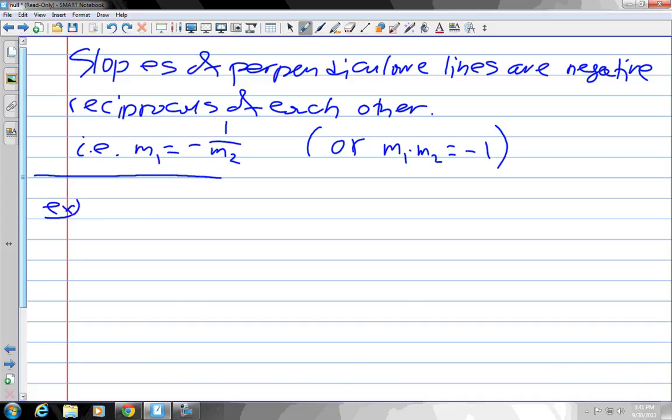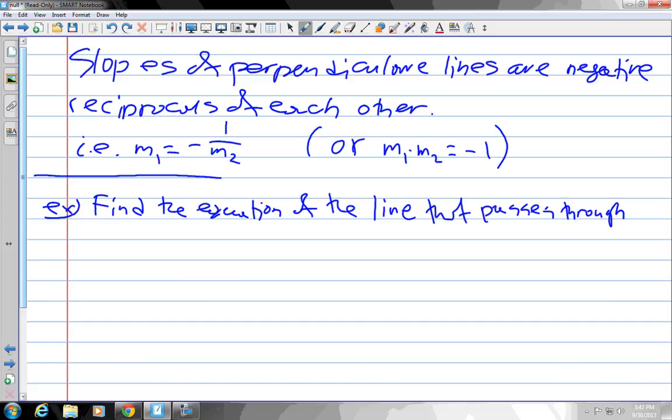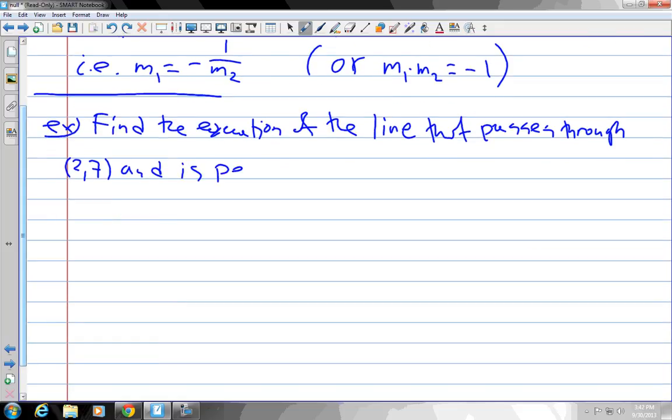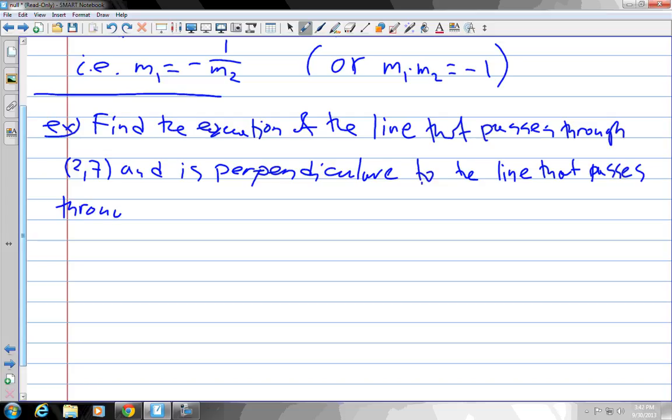So an example: find the equation of the line that passes through a point (2, 7) and is perpendicular to the line that passes through (4, 1) and (-2, 5). So I want to find the equation of a line that passes through the point (2, 7).